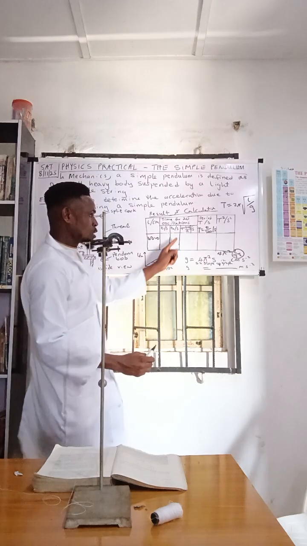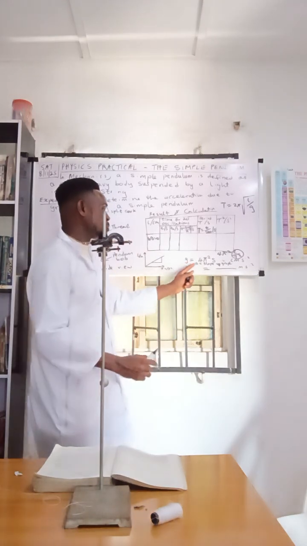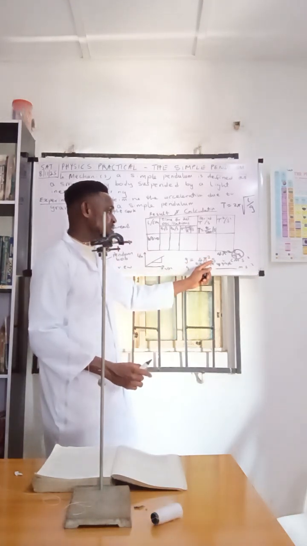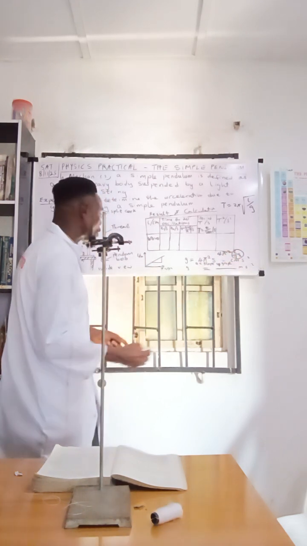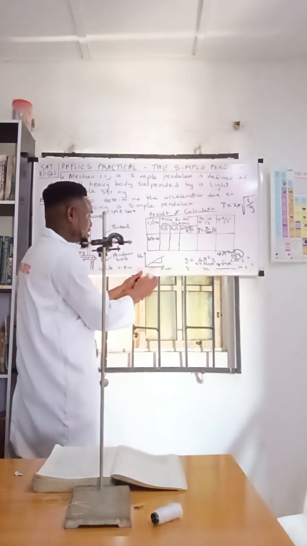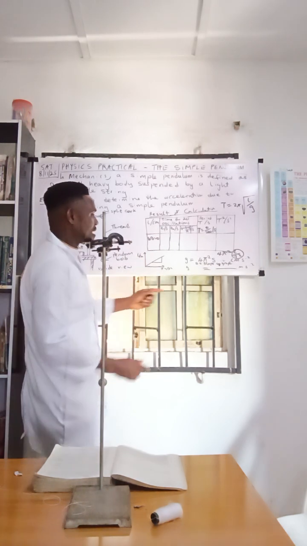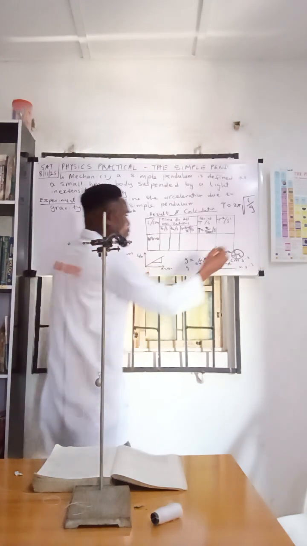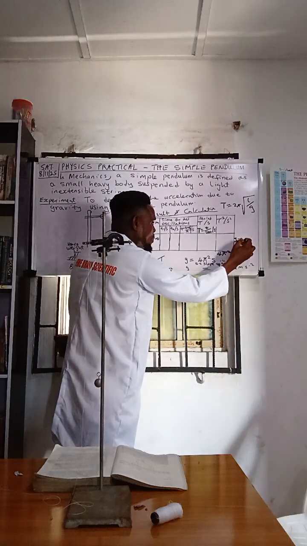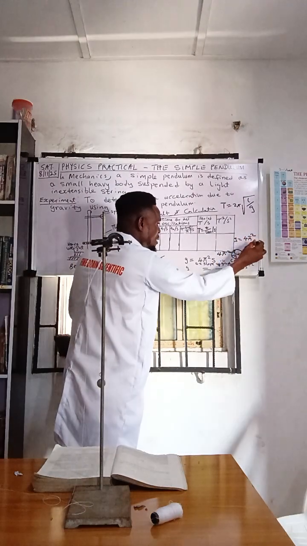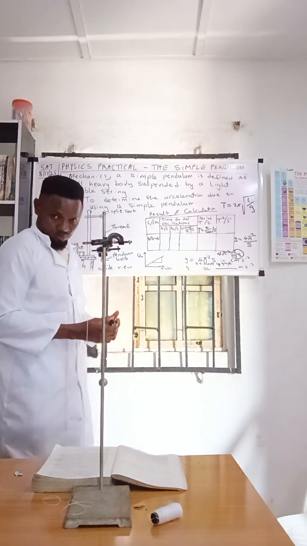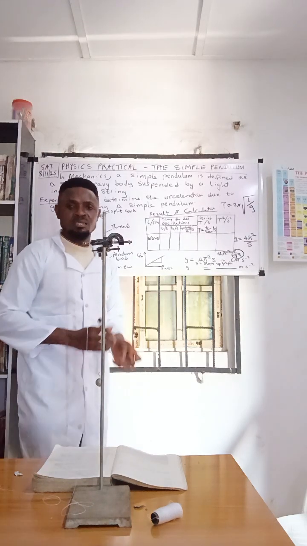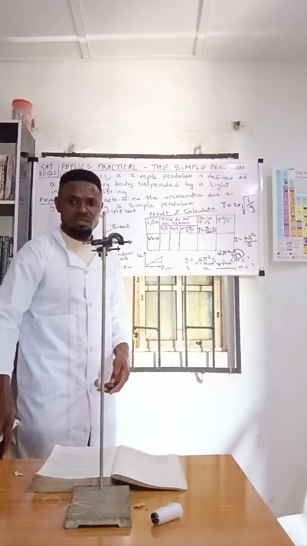Hence, from the slope of the graph, our g will now be equal to 4 pi squared times x, where x is the slope of the graph, which is L over T squared. But if we plot a graph of T squared against L, the formula for g would have been g is equal to 4 pi squared over the slope. So I guess with this, we can start the experiment. Thank you.